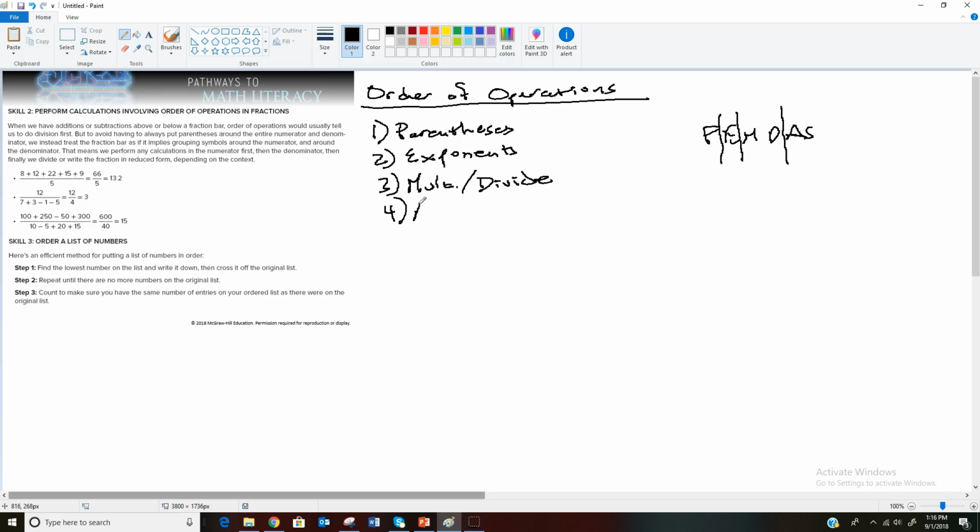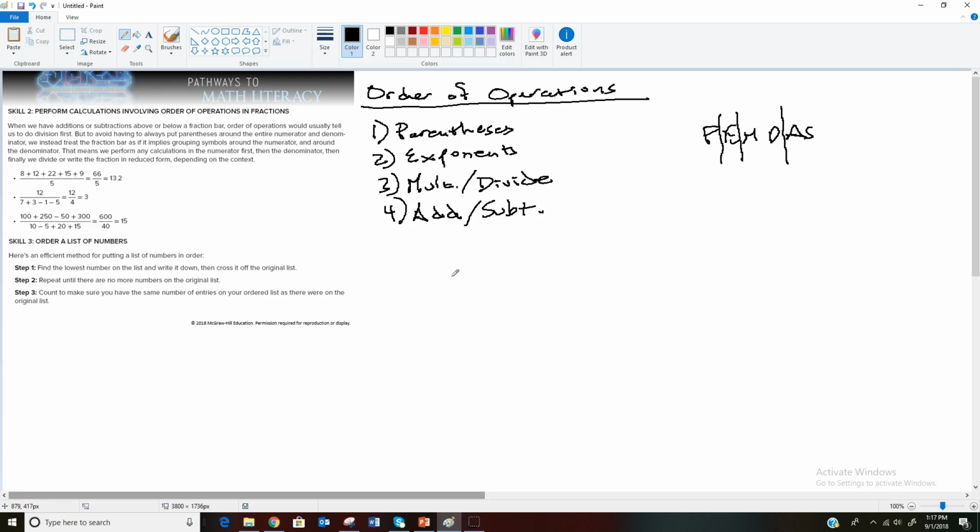And the same thing with addition and subtraction. So we're going to add and subtract from left to right, but at the same time. Addition is not above subtraction. We don't do all the addition and then all the subtraction. We add and subtract from left to right as they come along. So let's look at this first problem.